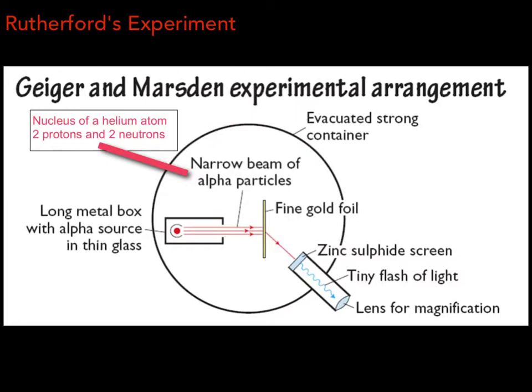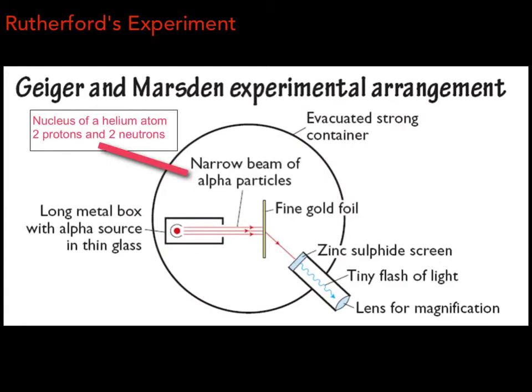Firstly, you'll notice that this whole experiment is conducted within an evacuated strong container. This meant that a vacuum is created inside this circular ring here, which means there are no air particles to interact with the alpha particles. It was known at this time that alpha particles could only travel up to a few centimetres in air before being absorbed, and therefore without this vacuum the alpha particles would never be able to reach the fine gold foil, let alone be detected following their interactions.